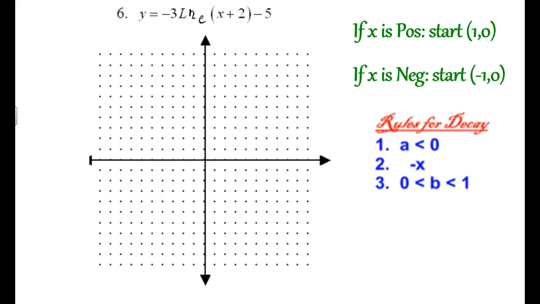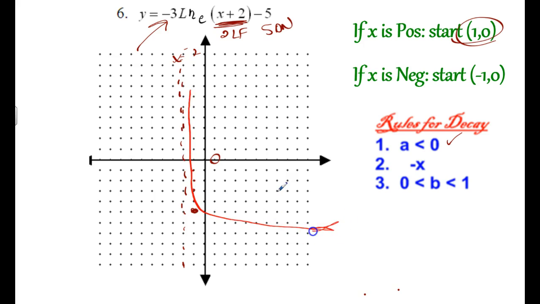The next scenario says I have a positive x, so I would start at open dot 1, 0. I'm going to move this 2 units to the left, 5 units down. So 2 left, 1, 2, 3, 4, 5 is a good point that I can use. The asymptote also moved 2 units to the left, so instead of at x equals 0, it's at x equals -2. And I got a negative a for a decaying factor, but that's it. So it's decay, which means I'm going to start up high and head down low.